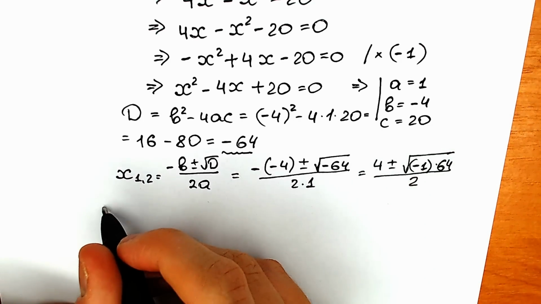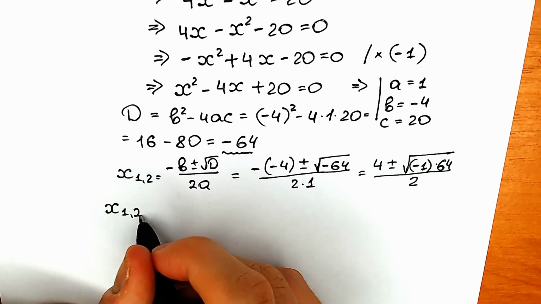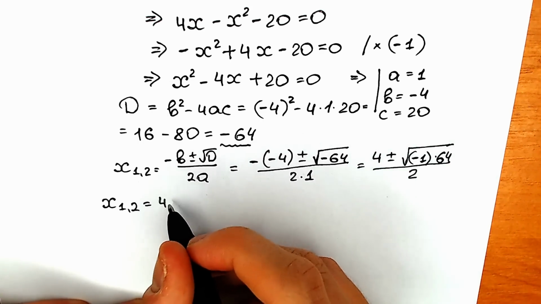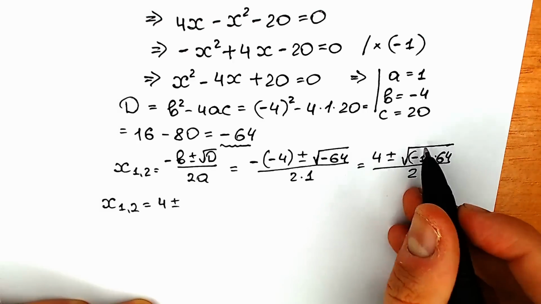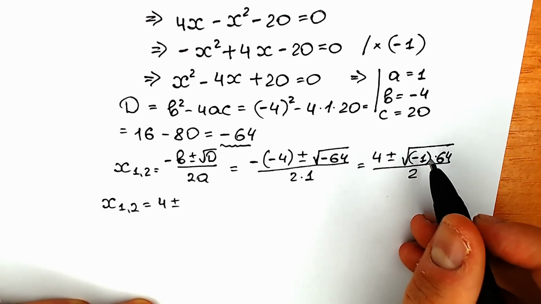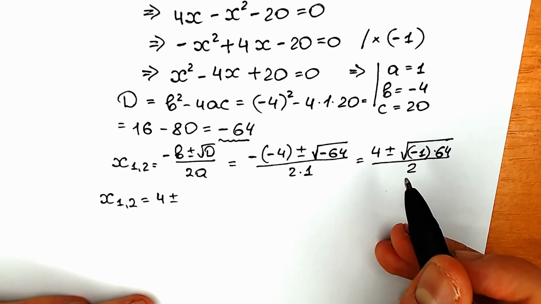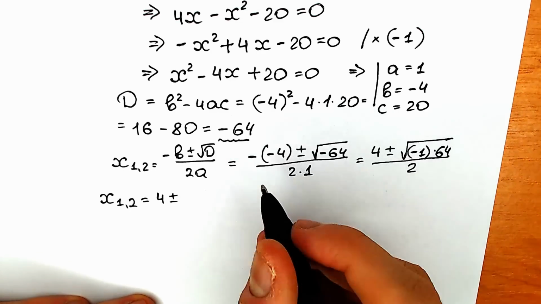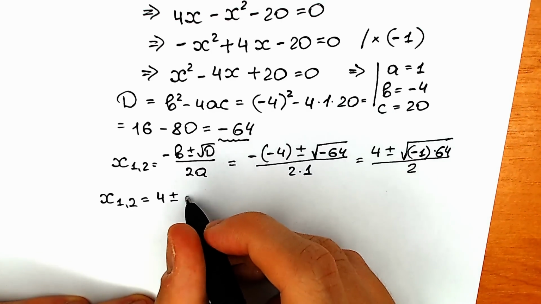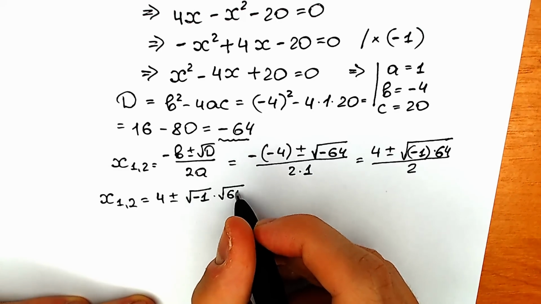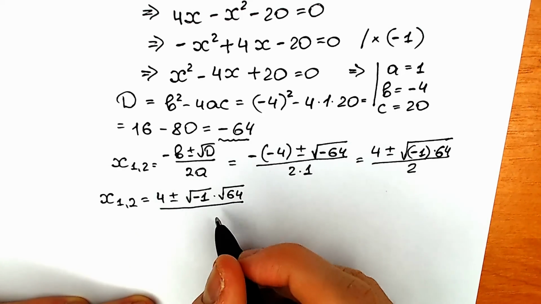Okay, so from here, x first and second is equal to, right now, let's look closely. What do we have right here? We have 4 plus minus. This can be easily split into 2 parts, so we can consider it as the square root of minus 1 times the square root of 64, in terms of basic square root properties. So as a result, we have the square root of minus 1 times the square root of 64, and we divide all of this stuff by 2.